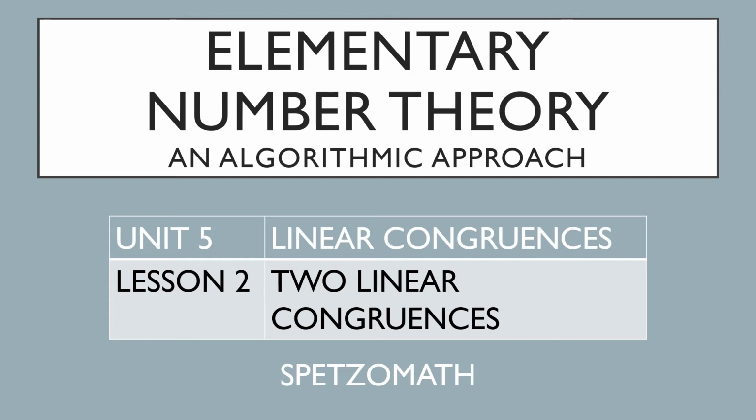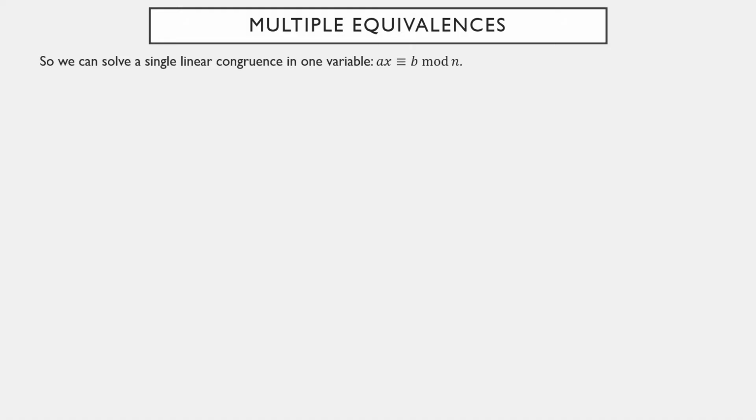In the previous video, we learned how to solve a single linear congruence modulo n, but now we're going to address two of them. So we did learn how to solve a single linear congruence. ax is equivalent to b mod n has solutions if and only if the GCD of a and n is a factor of b, and then you can find it, etc., etc.